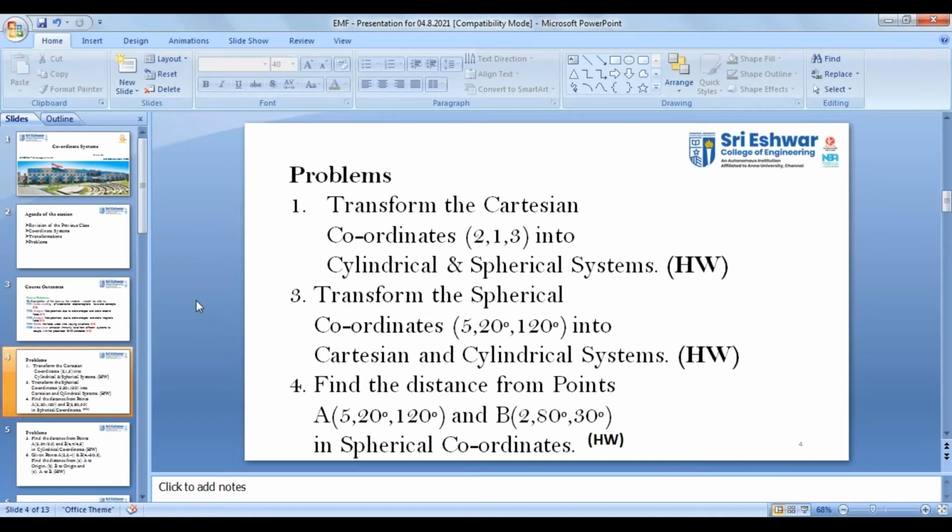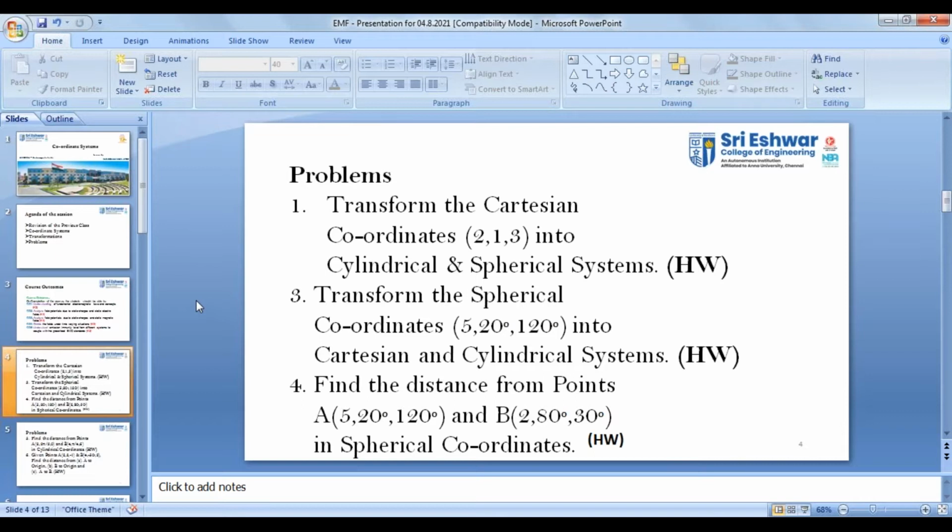So to get cylindrical system from Cartesian system, this set of formulas we have to use. Rho is equal to the root of x square plus y square. Phi is equal to tan inverse of y by x. Z is equal to z itself. No issues. Okay. Next person can come and tell the formula for getting spherical system from Cartesian system.